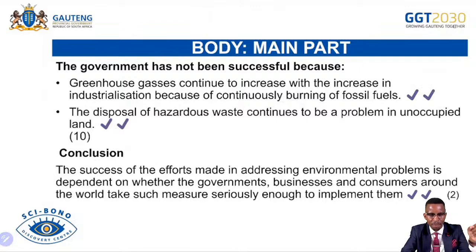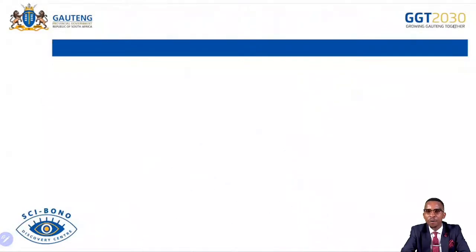And then the conclusion: the success of the efforts made in addressing environmental problems is dependent on whether the government, businesses, and consumers around the world take such measures seriously enough to implement them. There can be measures in place, but if they are not implemented, there will always be damage to the environment. There will always be environmental unsustainability. So it is very important that we also play a part in these situations by following these rules and regulations. We recycle, we avoid dumping toxic material onto the land surface, because that will lead to environmental degradation. Your essay work is 40 marks.